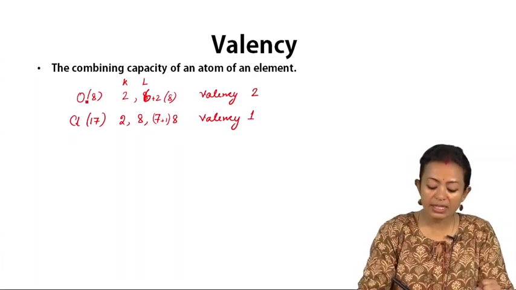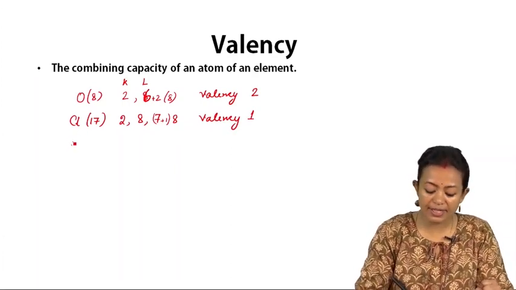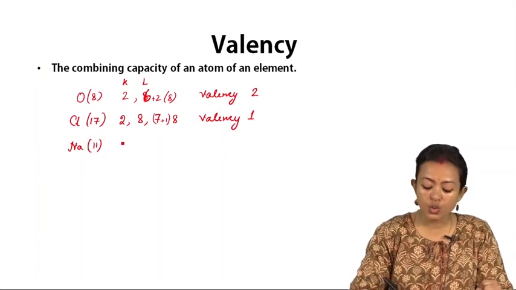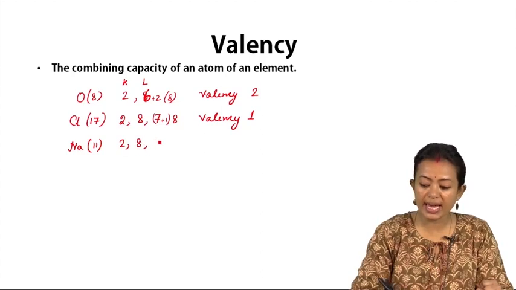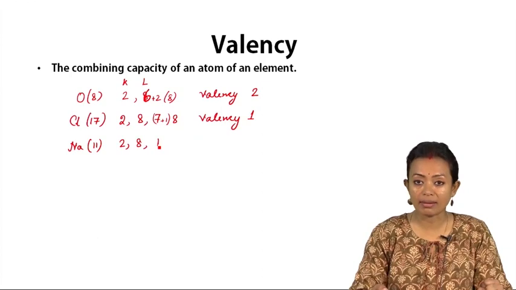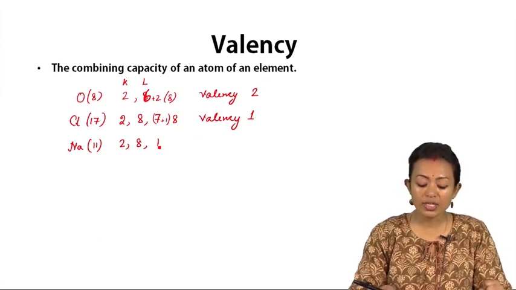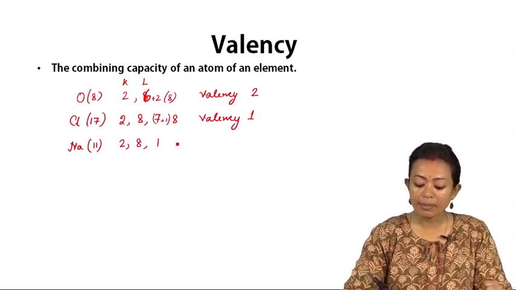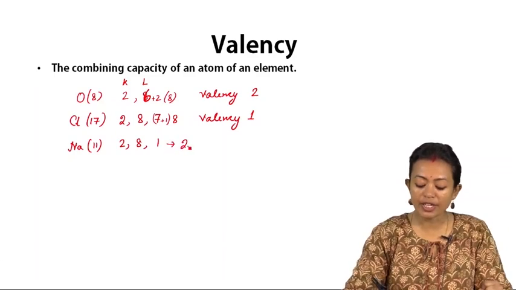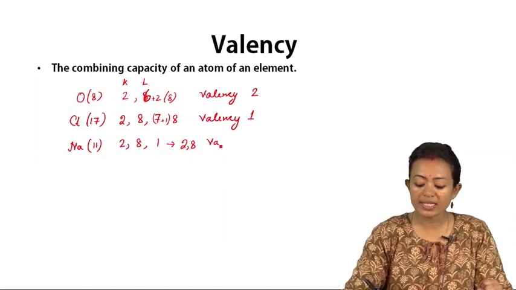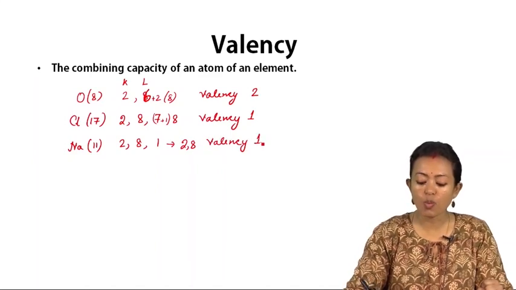Now, these were 2 examples of non-metals. If I take an example of a metal like sodium, with atomic number 11, sodium has an arrangement of 2, 8 and 1. Now, in the outermost orbit it has 1, and we know that a maximum of 8 has to be present. So what does the sodium atom do? It readily loses an electron, and thereby takes up an electronic configuration of 2 and 8. And because it has lost 1 electron, the valency of sodium becomes 1.